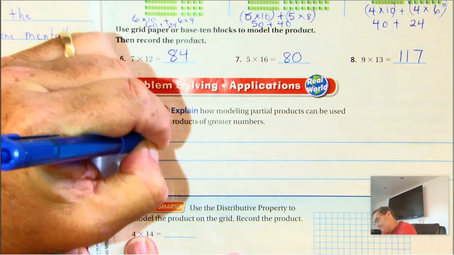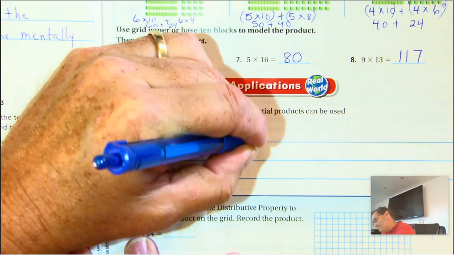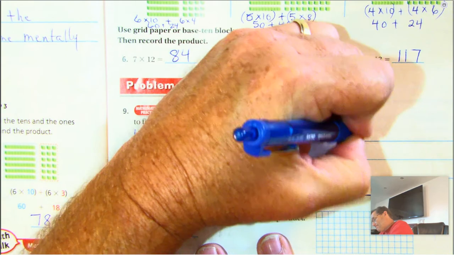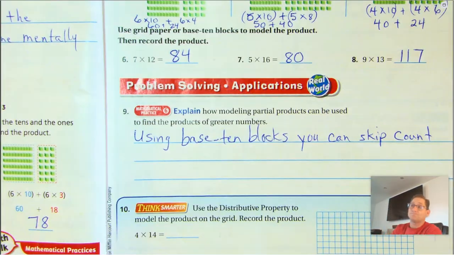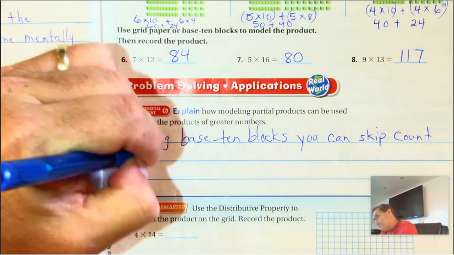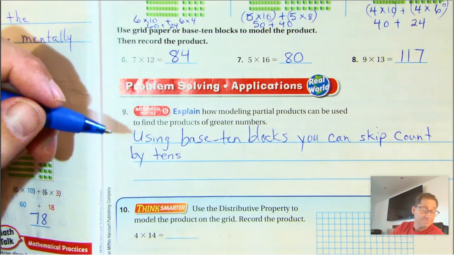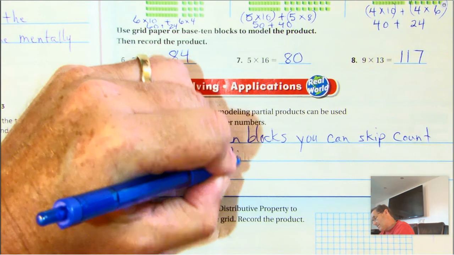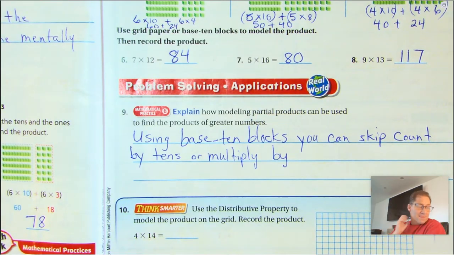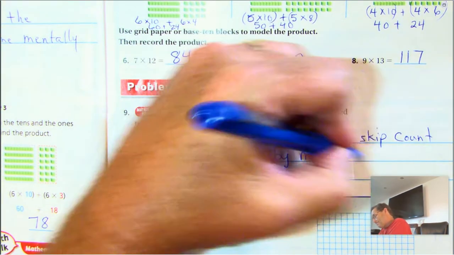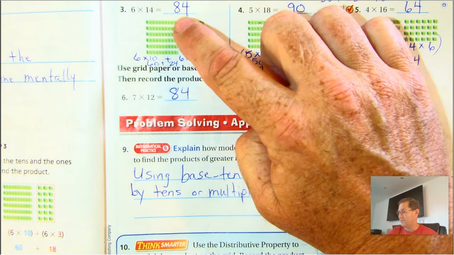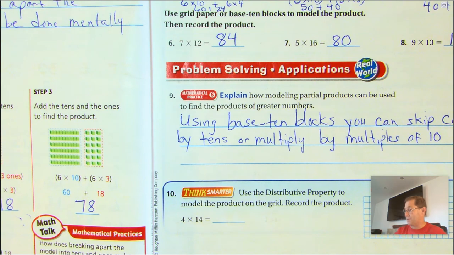And so using base 10 blocks, you can skip count by tens. Or multiply by multiples of 10. Okay, so what they're saying is like in this one, we can go 10, 20, 30, 40, 50, 60, or I can say 6 times 10. Okay, so that would be how we could use the base 10 blocks.